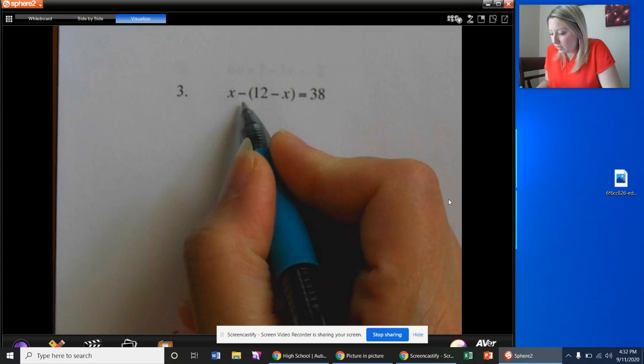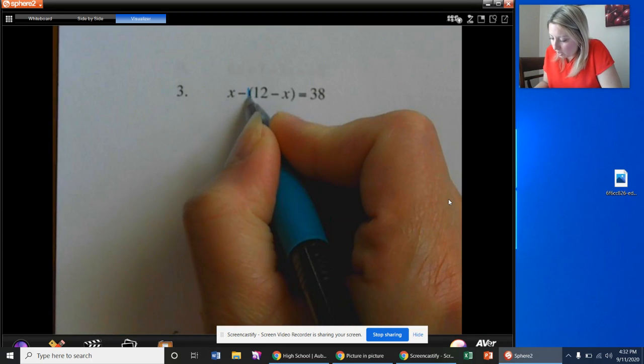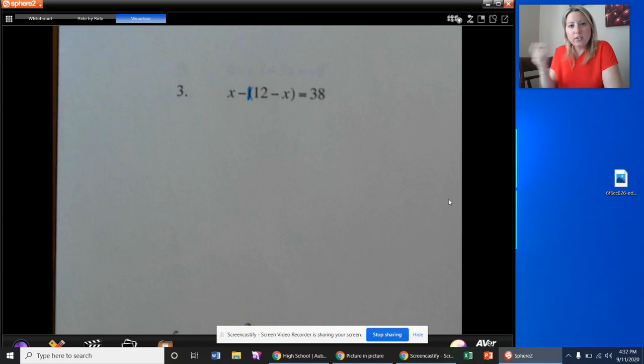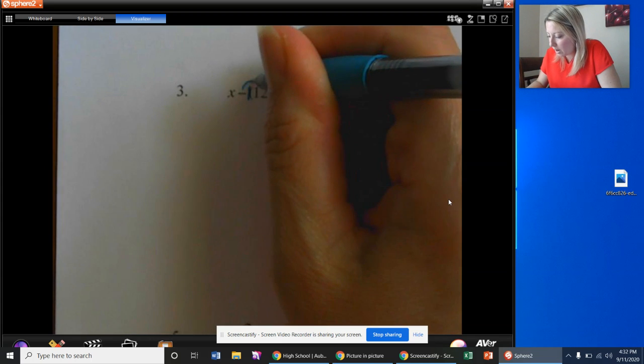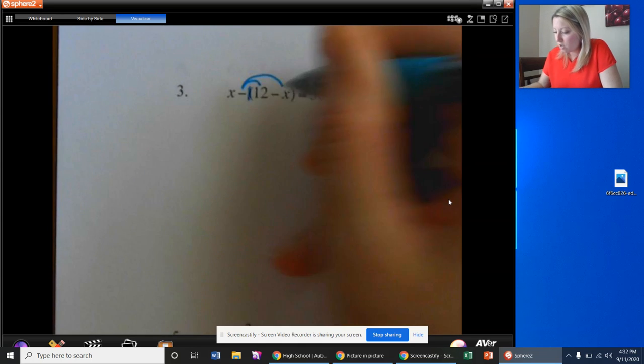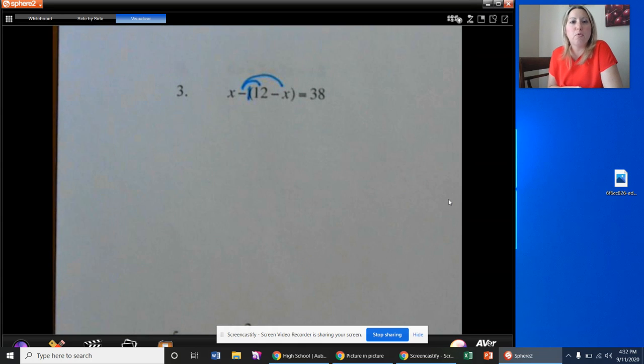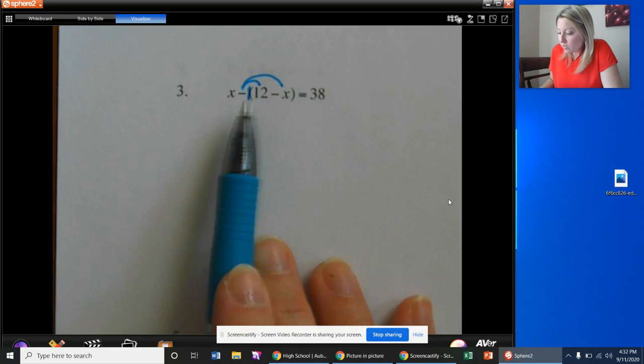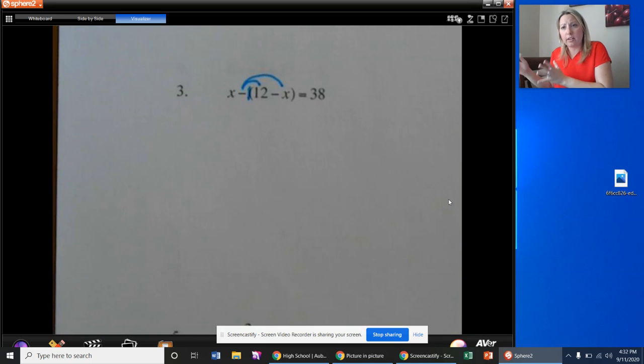This, I see a sign. And this is just like there's a kind of a hidden 1 right here. This is actually a negative 1 that I have to give by multiplication to both things that are inside the parentheses. So that's the first thing I want to do. I want to clear those parentheses out and use the numbers that should be there.